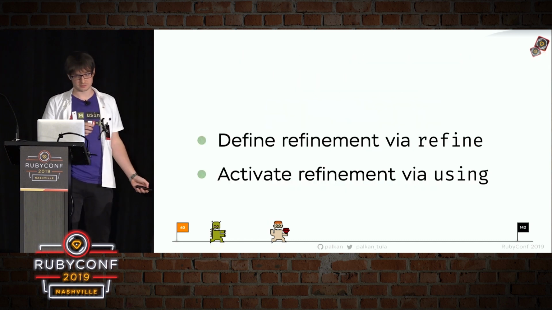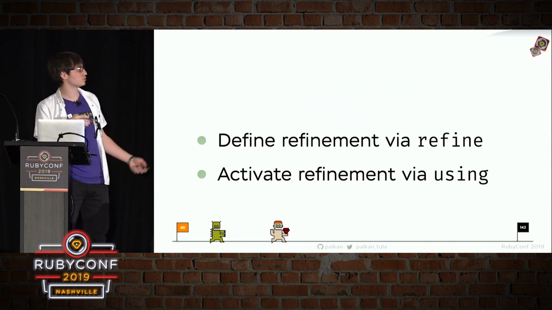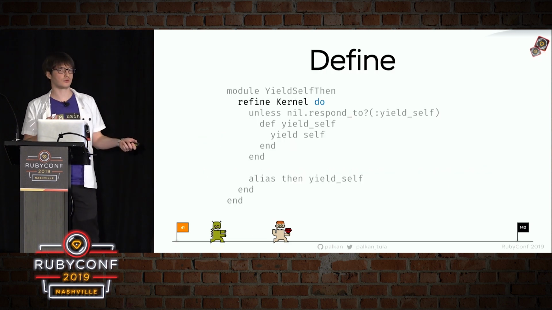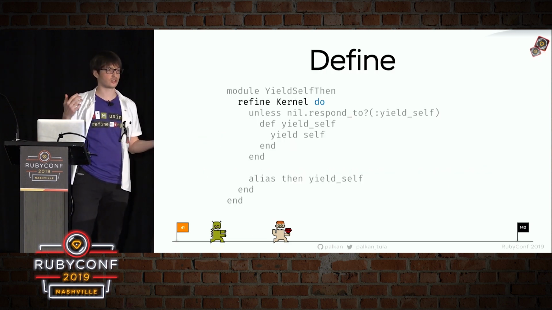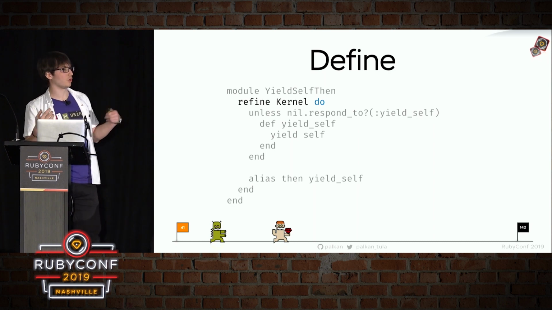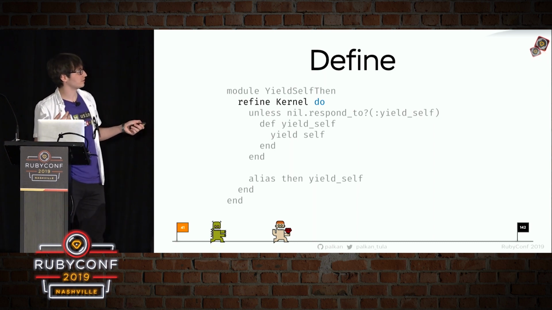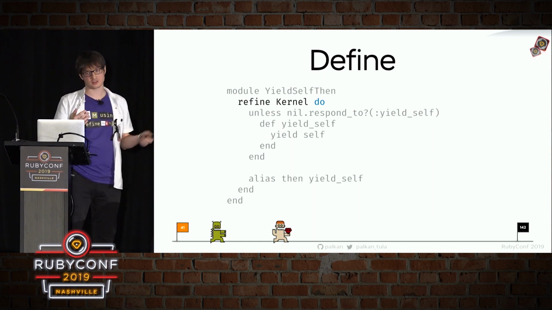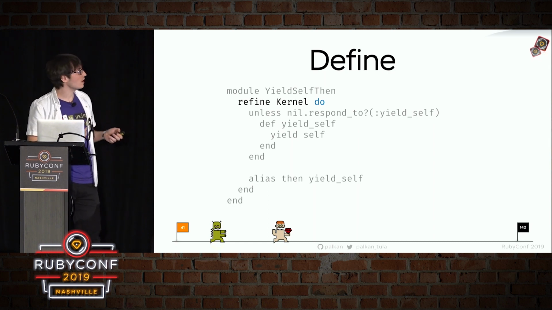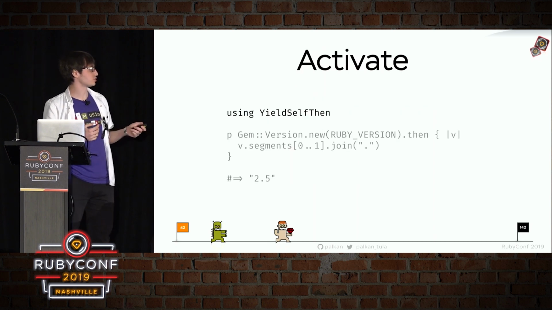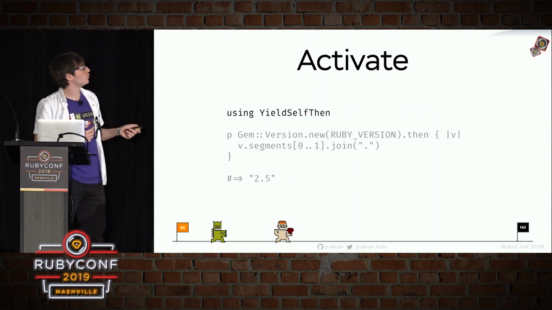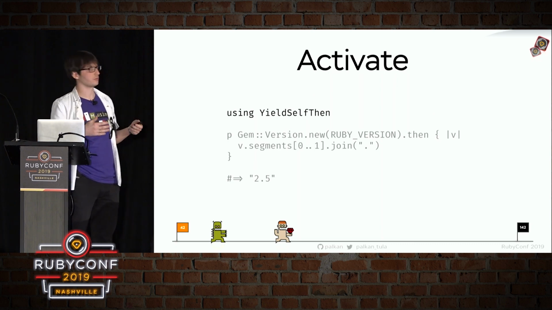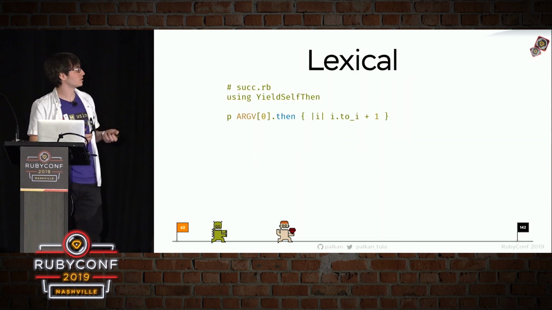So, refinement. Refinement is a two-step operation. First, you define the refinement, then you activate it. Defining a refinement is almost equal to patching a class, except instead of reopening the class, you call the refine method and pass a block to define the methods inside. So the syntax is pretty similar. And activation is a special method called using, where you tell the current execution context that there is an active refinement in this context. And what does it mean, lexical?